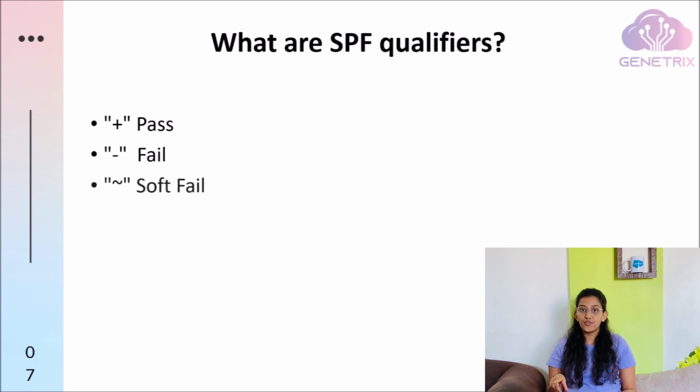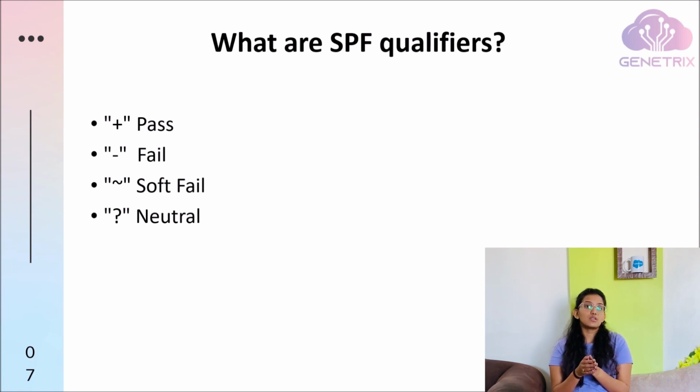Next is the soft fail. An IP address that matches a mechanism with this qualifier will soft fail for SPF, which means that the host should accept the mail but mark it as an SPF failure. Next is the neutral. An IP that matches a mechanism with this qualifier will neither pass nor fail SPF.